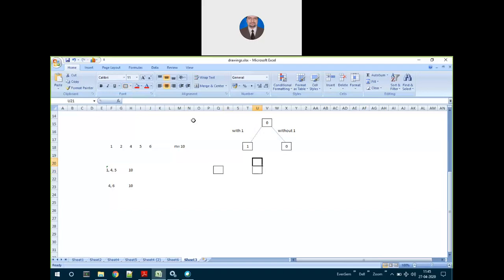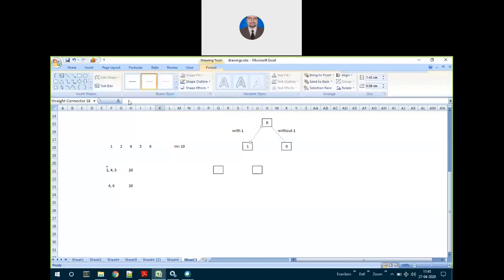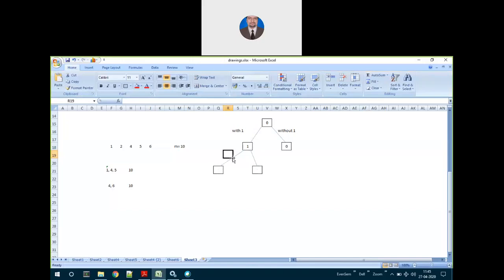So this will be what? Let me draw the tree here. Join the edge 1 to this particular edge and another vertex 1 to this edge. Now again here, this particular edge is with 2 and this is without 2. With 2 means I will be adding 2 into 1, so it will become 3. Without means same as the previous one, it is 1.